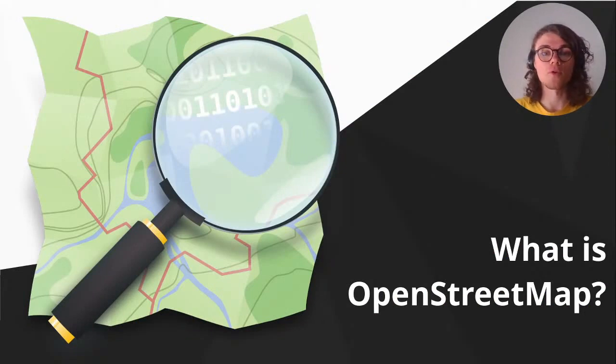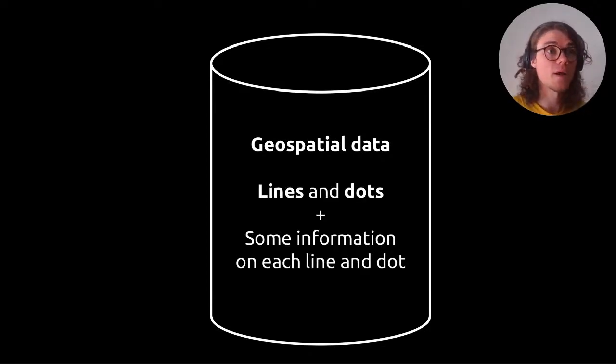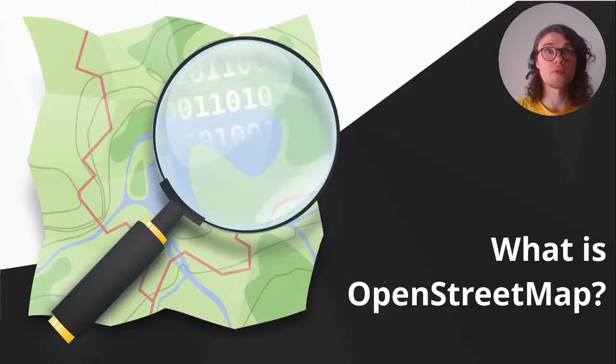So, what is it more than just the map? It is, in the first place and the foremost place, a geospatial database. It's a database filled with points and lines. And on each of the lines and dots there is some extra information which indicates what every line and every dot is. So that is another aspect of OpenStreetMap.